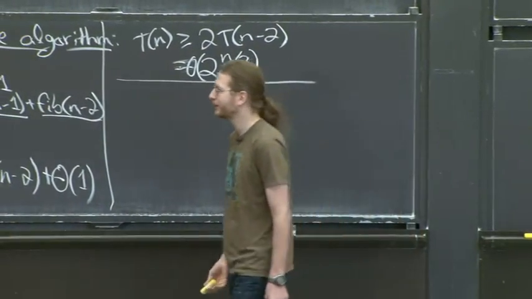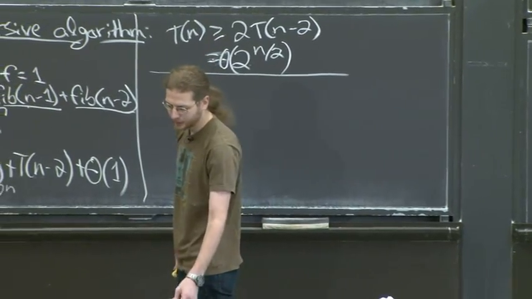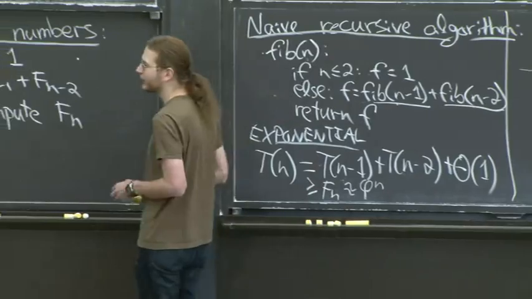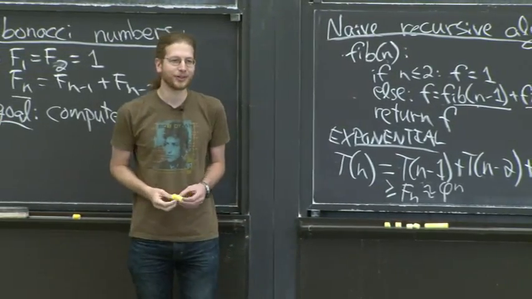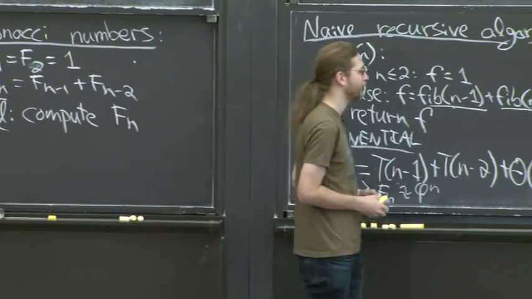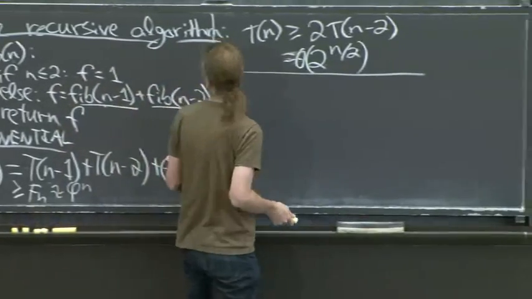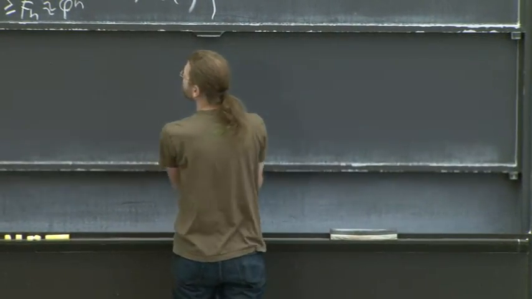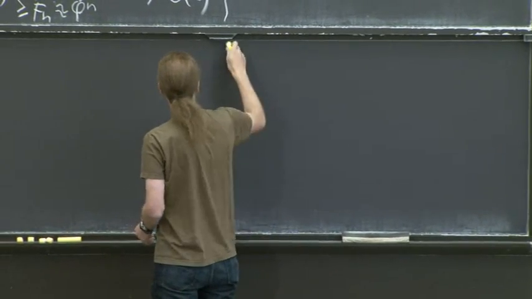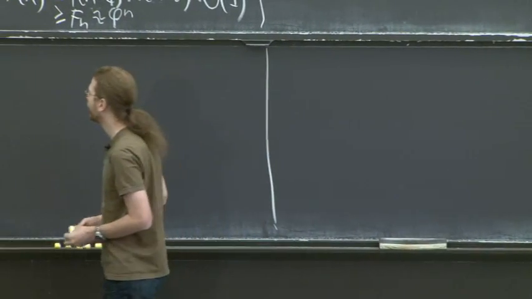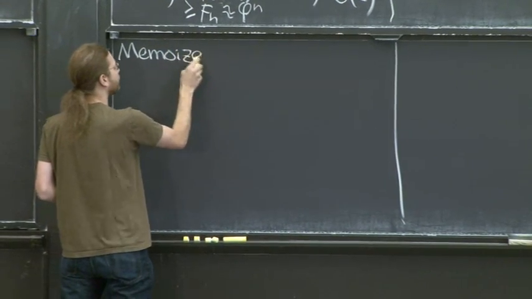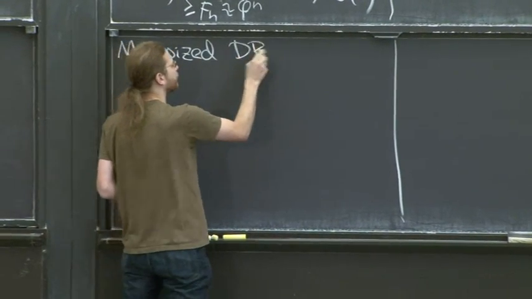We all know it's a bad algorithm. But I'm going to give you a general approach for making bad algorithms like this good. And that general approach is called memoization. And this is a technique of dynamic programming. So I'm going to call this the memoized dynamic programming algorithm.